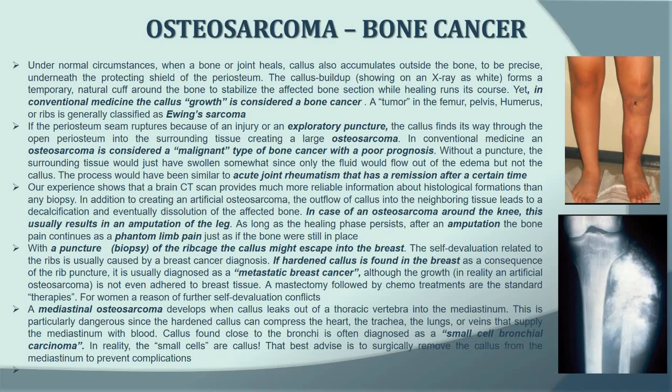Also, a mediastinal osteosarcoma develops when the callus leaks out of a thoracic vertebra into the mediastinum. This is particularly dangerous since the hardened callus can compress the heart, the trachea, the lungs, or veins that supply the mediastinum with blood. Callus found close to the bronchi is often diagnosed as a small cell bronchial carcinoma. In reality, the small cells are callus. The best advice is to surgically remove the callus from the mediastinum to prevent further complications.